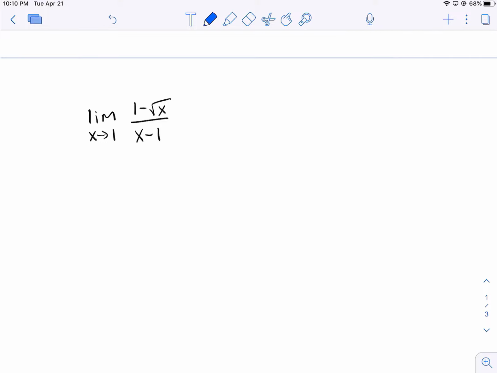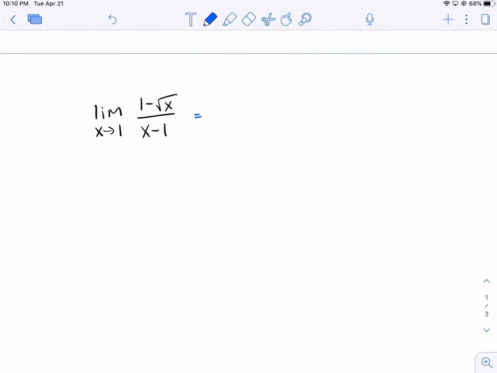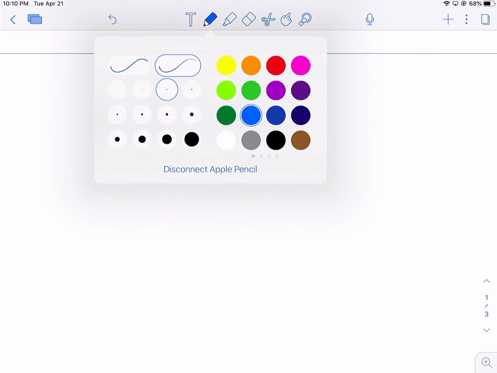Where do we start? Direct substitution. We always start with direct substitution. So this is 1 minus square root of 1 over 1 minus 1. That does give us our indeterminate form of 0 over 0. So we have to try something else.